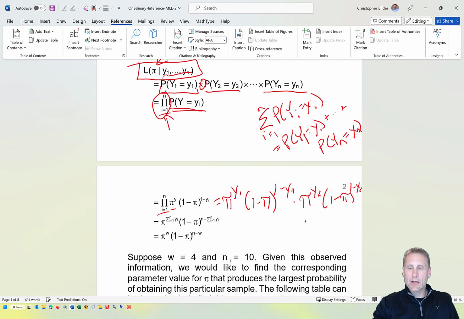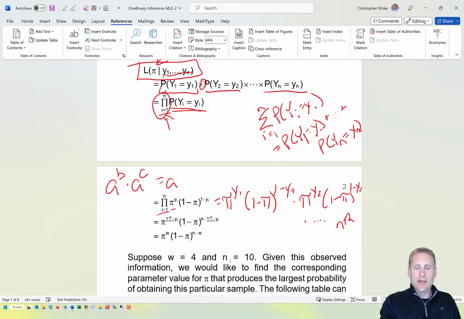And I keep on going all the way to the nth. And I'm not going to write it all out. I'm just going to say the nth there. Okay? Now, what you've learned in an algebra class is that, if I have, let's say, something like a raised to the b power times a raised to the c power, this is a raised to the b plus c power, we're going to apply that same idea here.